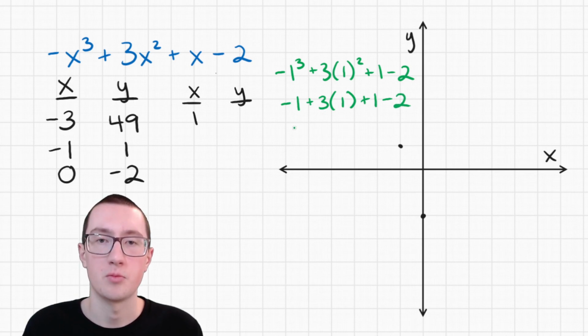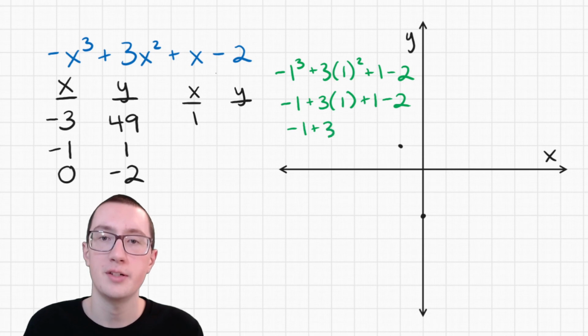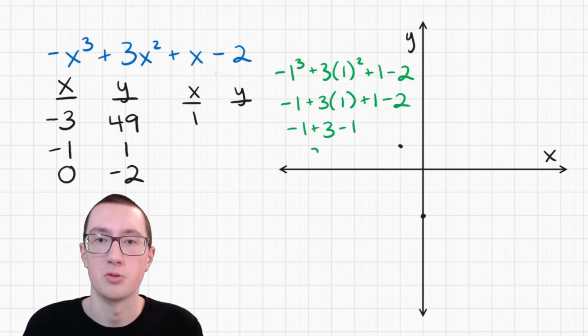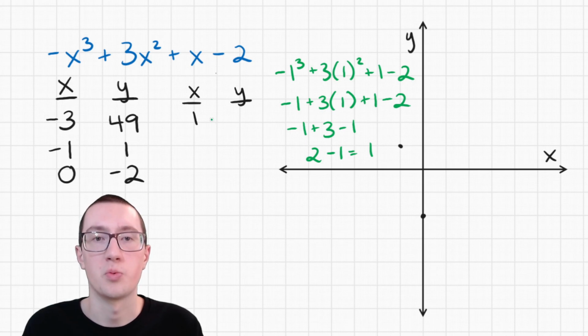Let's go ahead and clean this up. We're going to have -1 plus 3 times 1 is 3, and then plus 1 minus 2. We had $1 and lost $2, so we're down $1. And now we have -1 plus 3. That's the same as 3 minus 1. 3 minus 1 is 2. And then 2 minus 1 is 1. So when we plug in 1 for x, we get 1 for y.